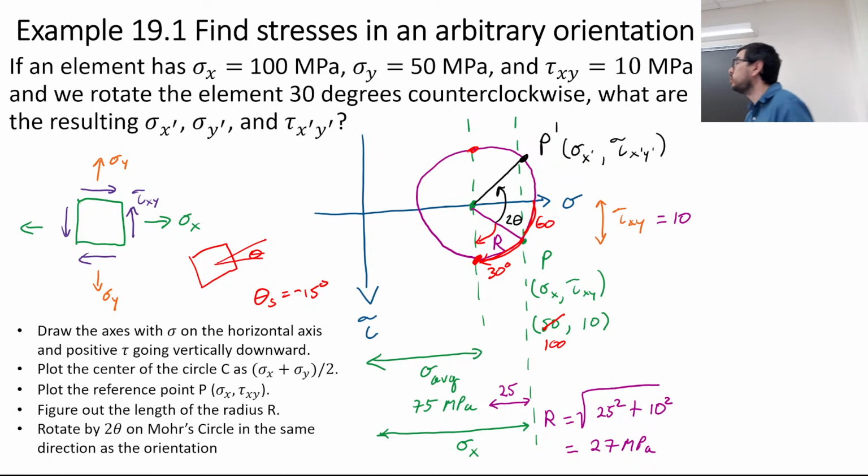Yes? Is the center of the circle always on the sigma axis? The center of the circle is always on the horizontal sigma axis. Yes. Okay. What if you have pure shear, like the center is shear? Okay. Good.